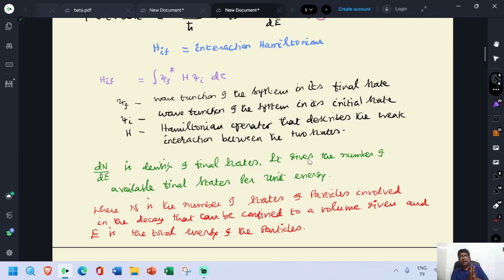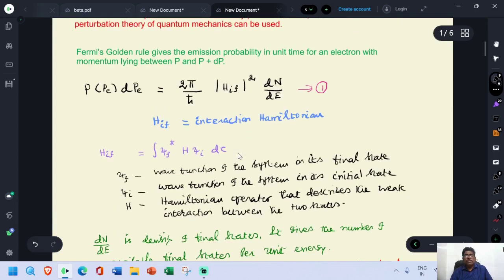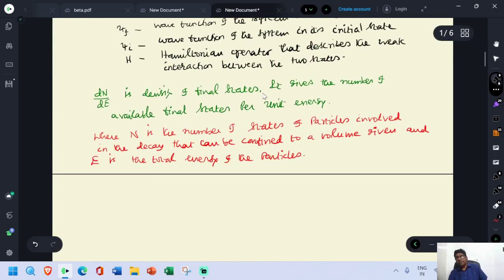n is the number of states of particles involved in the decay that can be confined to a volume given, and E is the total energy of the particle. Now for our neutrino emission, we have to develop the value of H_if and the density of final states.